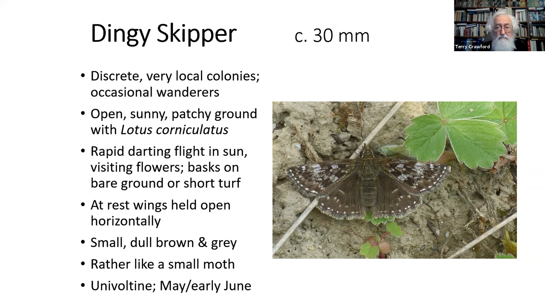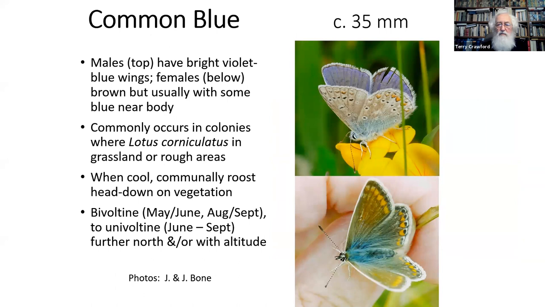This is the second blue, the common blue. The males have bright violet blue, almost metallically blue on the upper surface of the wings. The females, though, are brownish and indeed can be very brown. But often there's a bit of blue adjacent to the abdomen, and if you see that, you know you've got a female common blue. They form colonies. Remember, the holly blue didn't, particularly in areas where birdsfoot trefoil occurs, that's Lotus corniculatus.